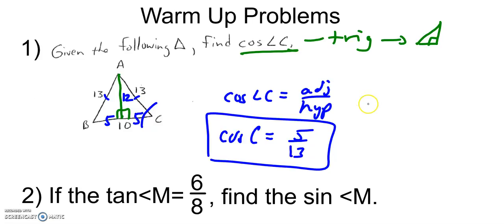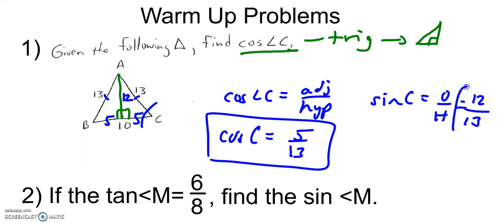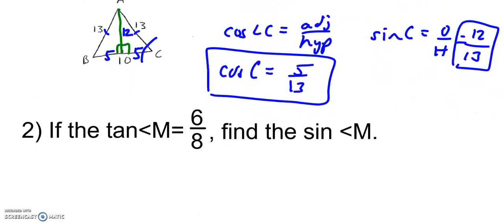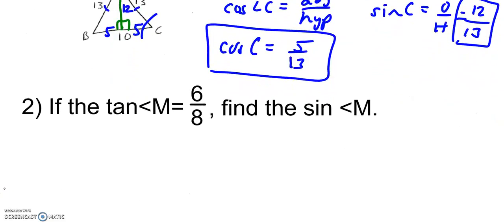I could have gone a step further also and asked you for the sine of angle C, and if I did that, that would be opposite over hypotenuse, which would be 12 over 13. So this one was good to remind you that you should draw an altitude if you're ever given a triangle and you want to use trigonometry. Another good problem based on yesterday's lesson, before we get into anything new, is something without a picture. If the tangent of M, if the ratio is 6 over 8, find the sine of M.